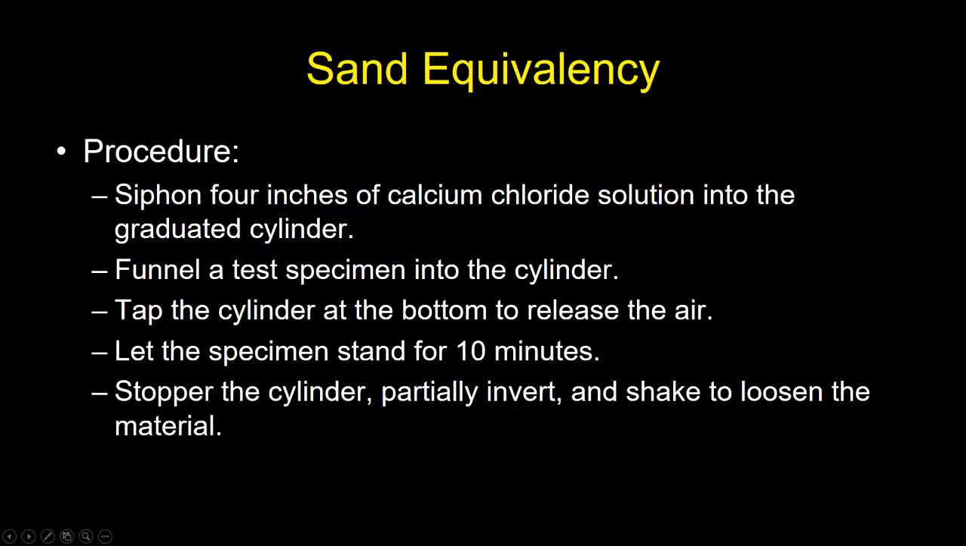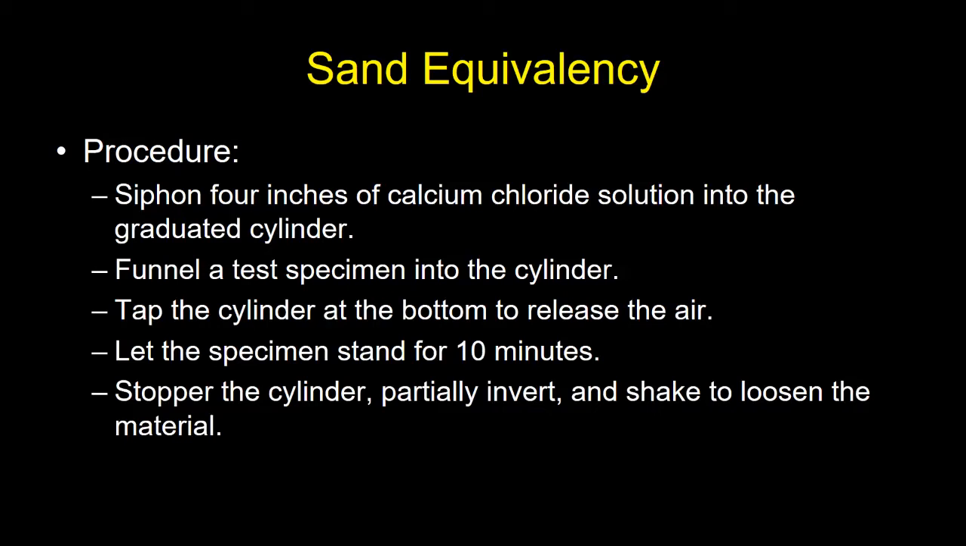Procedure: siphon 4 inches of that calcium chloride flocculating solution into the graduated cylinder. Then you funnel the test specimen that you have from that measuring tin into the cylinder. You want to tap the cylinder at the top to release the air from the sample itself. And then you let the specimen stand for 10 minutes so that that solution can work its way into the material and try to get those clay particles to kind of stick together.